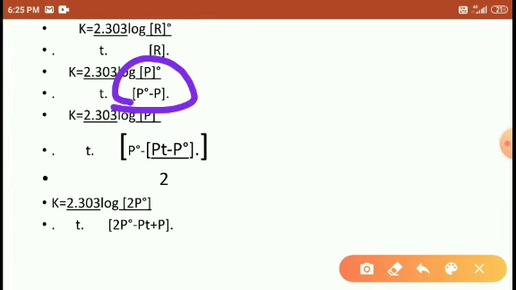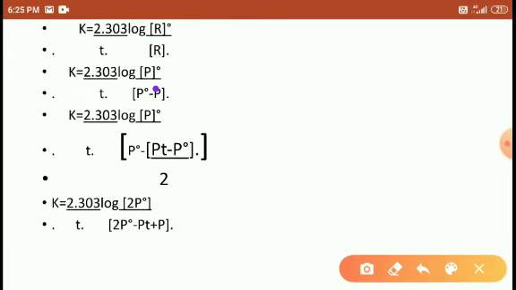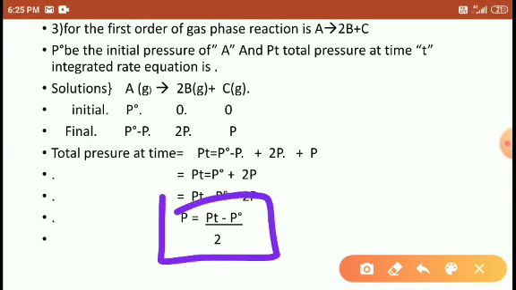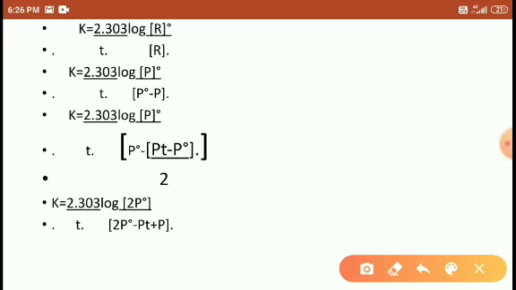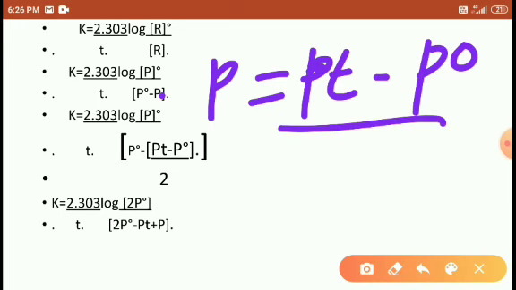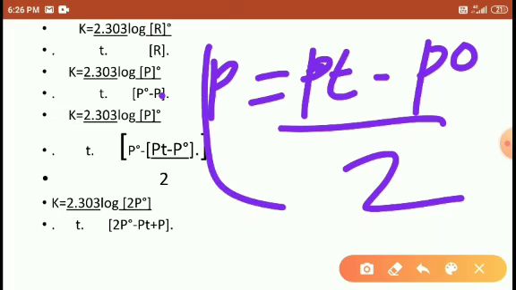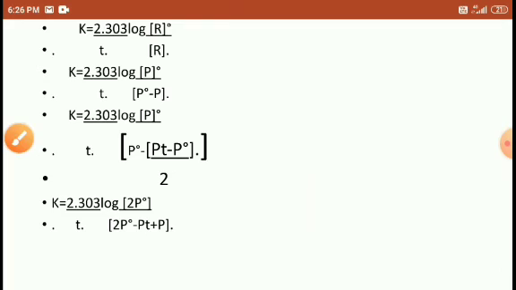So what is the value of P naught minus P? We know P naught, but we don't know P. The P value we have already found here. The P value is Pt minus P naught whole divided by 2. This value we put in here. In place of P, we have to put Pt minus P naught by 2. This value we have to substitute here in place of P. Right, students? So I am substituting here Pt minus P naught by 2.